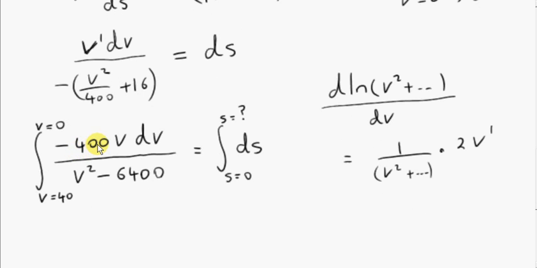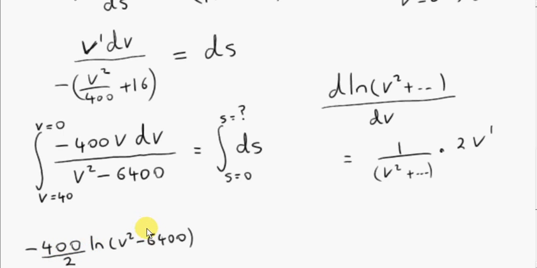Now let's do the integration. We take minus 400 out, ln of the denominator. But we need to compensate, because if we differentiate this, we get 1 over v squared minus 6400, and we multiply by the derivative of what's inside the bracket, which is 2v. So we'll get a 2v, so we need to put a 2 down here.